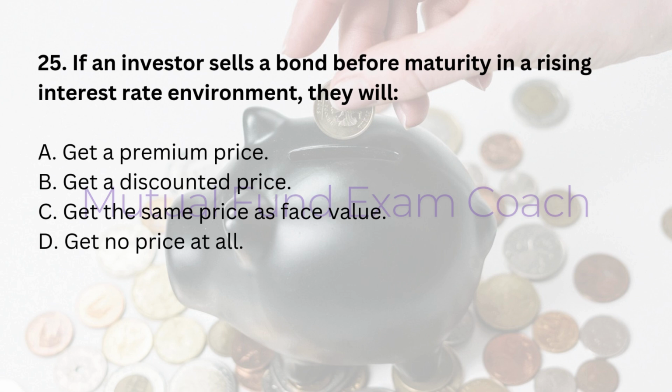25. If an investor sells a bond before maturity in a rising interest rate environment, they will A. Get a premium price. B. Get a discounted price. C. Get the same price as face value. D. Get no price at all. Answer: B. Get a discounted price.